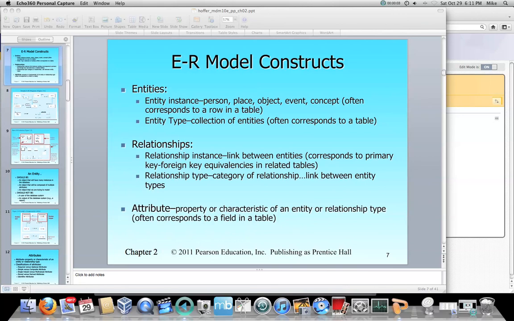This is the video associated with the ER model constructs. So at this point, the project should have forced you to start using the ER assistant. So you should be familiar with the concepts of what an entity is, or what an entity type is. You should understand what a relationship means between entities, and you should have a fairly clear idea of what an attribute is.